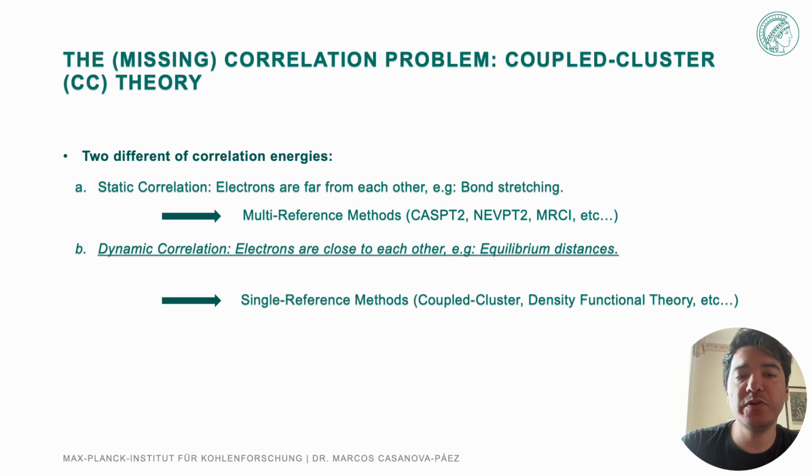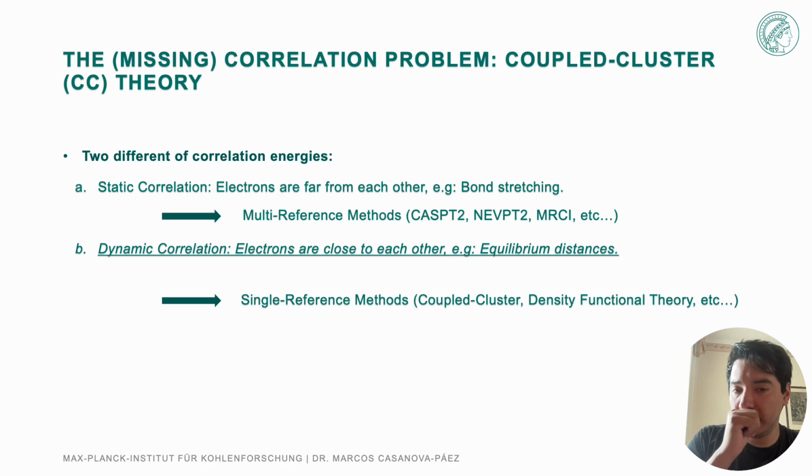There are essentially 2 different types of correlation energies. The first one is called the static correlation, and this is the correlation energy of electrons that are far from each other. This happens, for example, when you study bond stretching or dissociation curves. For this, normally you use multi-reference methods such as CASPT2 or NEVPT2 and so on. The other type is dynamic correlation energy, and this is the correlation energy of electrons that are close to each other. For this, we normally use single reference methods such as coupled cluster theory or density functional theory and so on.